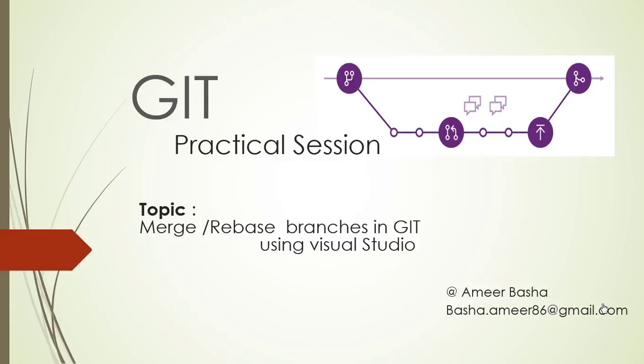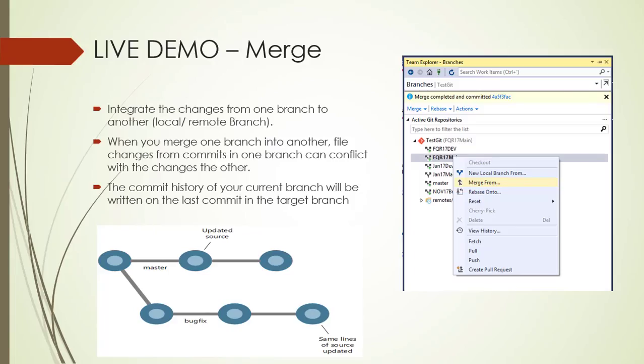This is Amir Basha, and today's topic is how we are going to merge or rebase branches in Git using Visual Studio. If you see the main concept, how we are going to merge the changes into the branches or rebase the changes into the branches, and after that, what are the merge conflicts, how we are going to resolve them. Branches are most powerful when you are working on a team. You can work on your own part of a project from your own branch and then merge all your work into the main branch when it is ready.